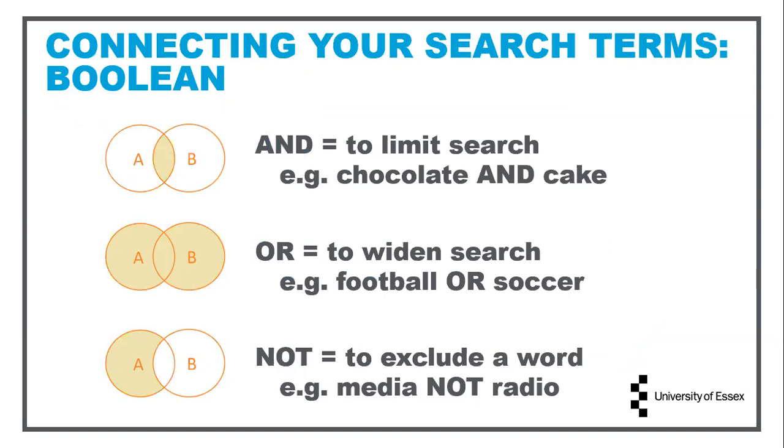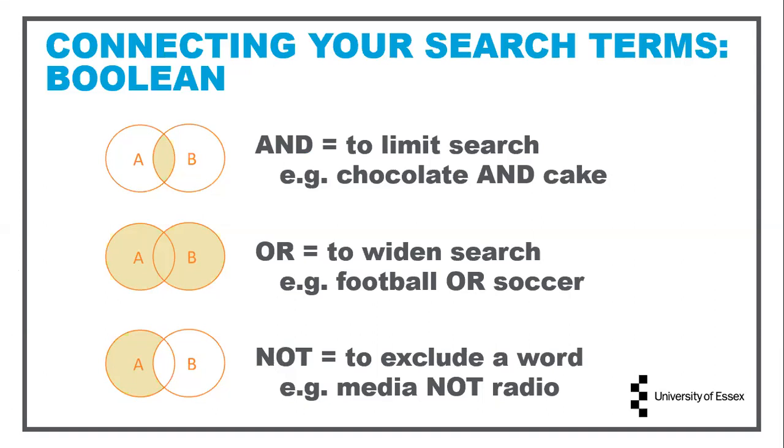Next, we're going to talk about Boolean operators, which are used to connect various search terms. There are 3 main Boolean operators that we'll cover today: and, or, and not. Using these words between your keywords tells the database how you want them to connect the terms you are searching for. So let's start with and.